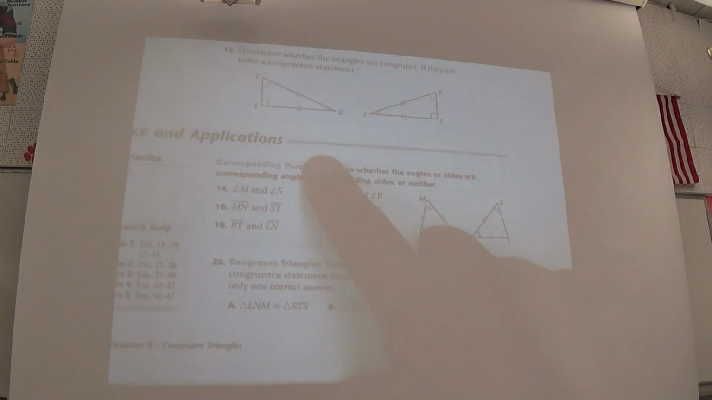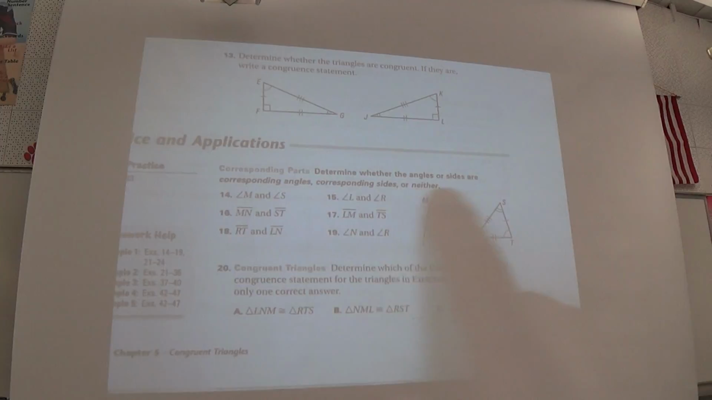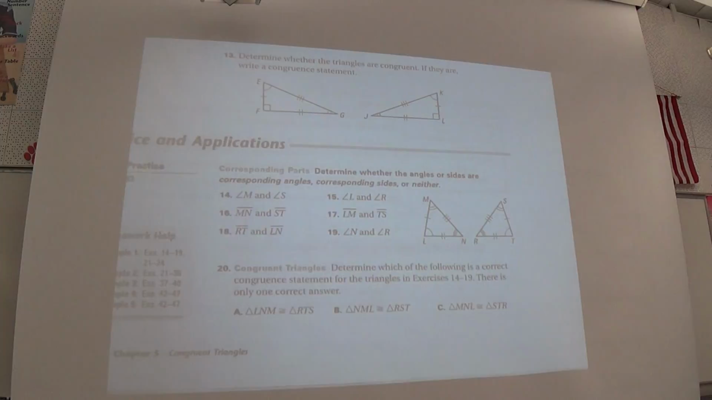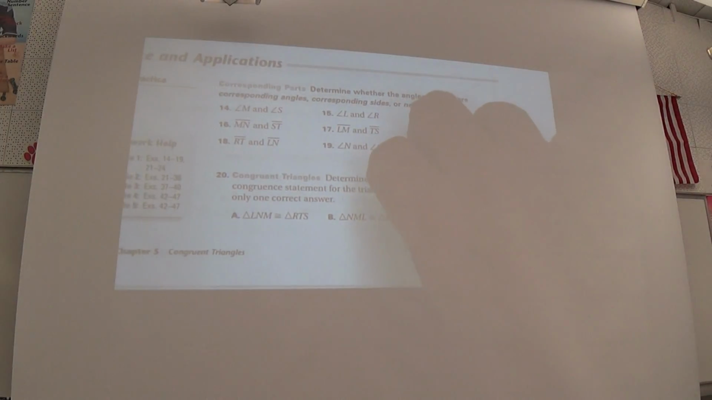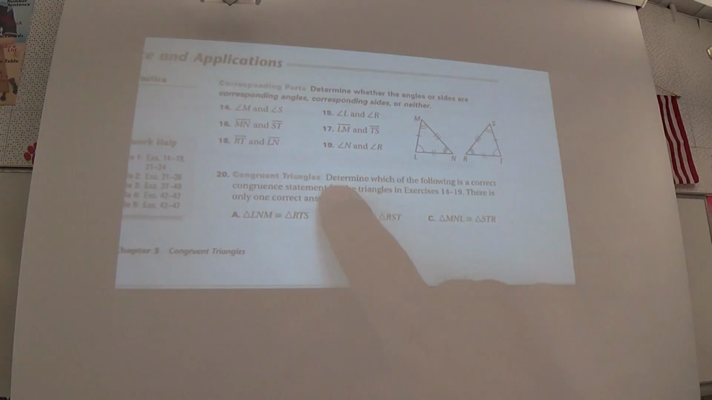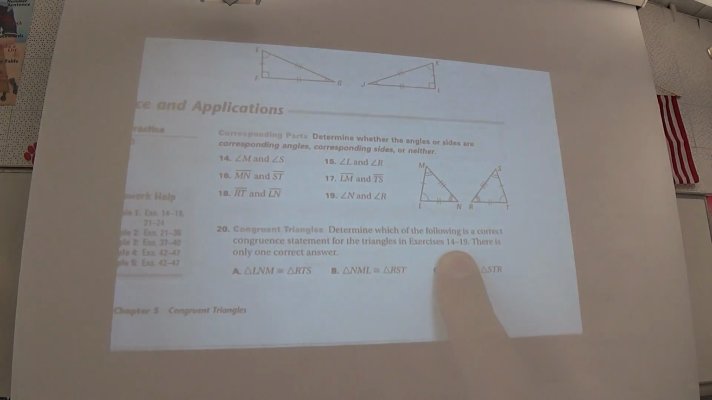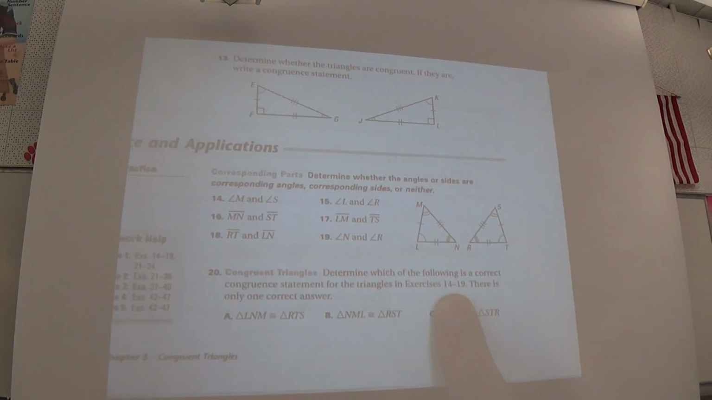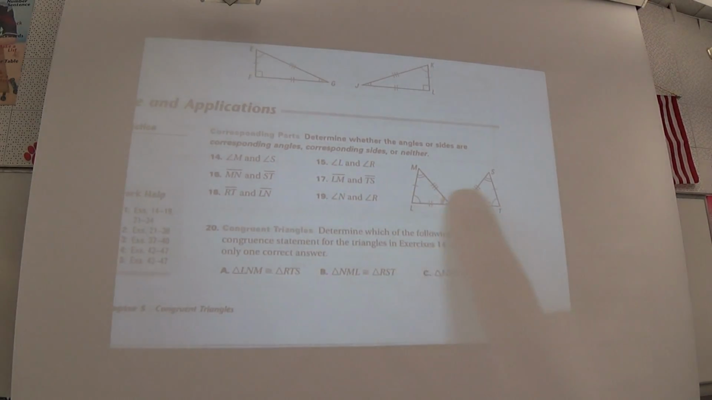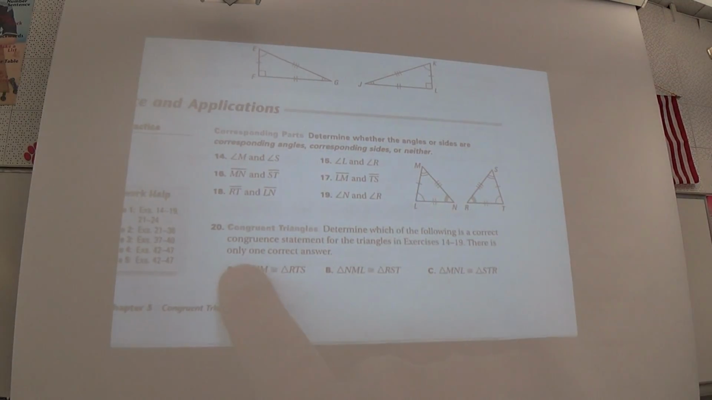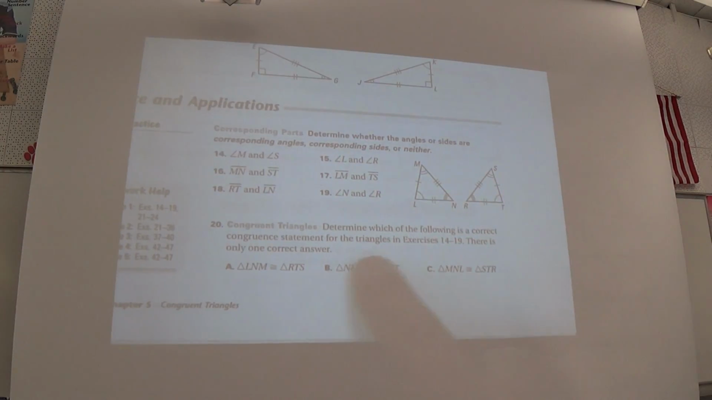Okay? Corresponding parts determine whether or not the angles or sides are corresponding angles, corresponding sides, or neither. So again, it's just another way to answer the very first question we started. Here we have congruent triangles. Determine which of the following is a correct congruency statement for the triangles in exercises 14 through 19. Okay? Based on these two triangles here, which one of these statements is the correct statement showing these two triangles are congruent? Only one is correct.